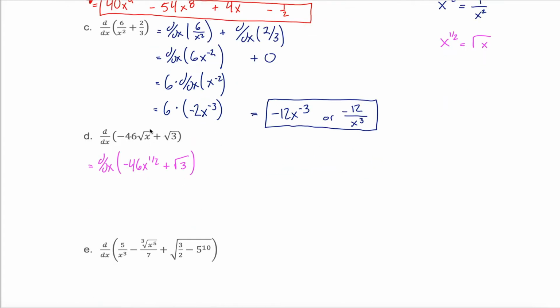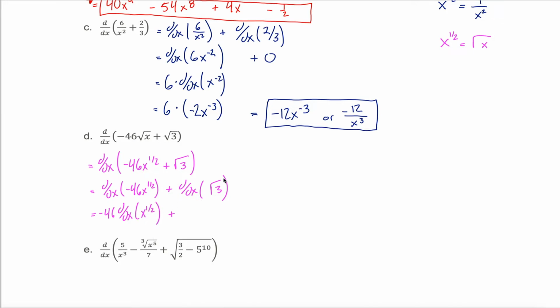Now that I've rewritten the problem in a way that's more conducive to my rules, let me apply some of my rules. I have the derivative of a sum of two things. So I can take the derivative of the first thing, negative 46x to the 1/2, and then add to that the derivative of the second thing, the square root of 3. For the first thing, I have a coefficient, negative 46, times x to the 1/2 power. So I can take that negative 46 out in front of the derivative, and I get negative 46 times the derivative of x to the 1/2 power.